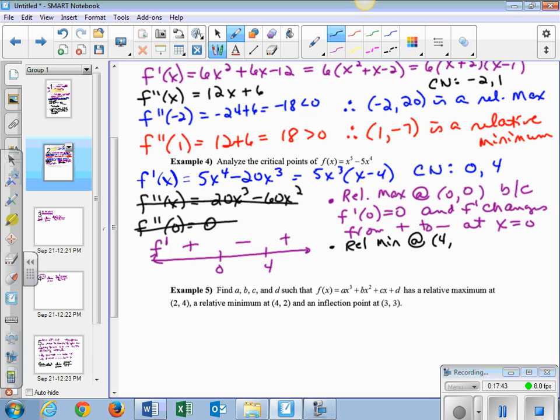Doing the same thing then for the next part, I have a relative minimum at, okay, if I plug 4 into the original, I have to be honest, I threw it in my calculator. I got -256 for that y value. Because, again, same thing, f prime of 4 is equal to 0, and f prime changes from negative to positive at x equal to 4.